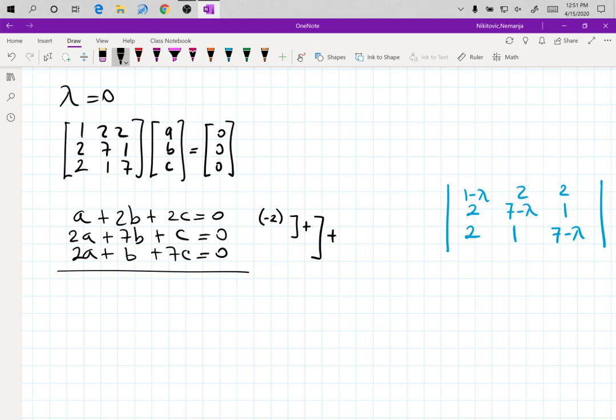So when I multiply by -2, -4 plus 7 becomes 3b, and -4 plus 1 is -3c equal to 0. So -2a and positive 2a cancels. -4 plus 7 is positive 3. -4 plus 1 is -3. Good. Now do the same with the 1 and 3.